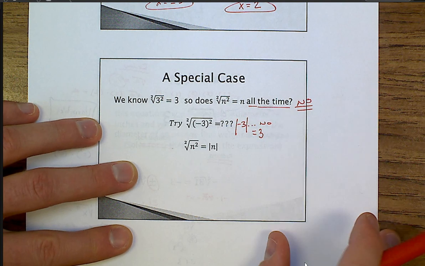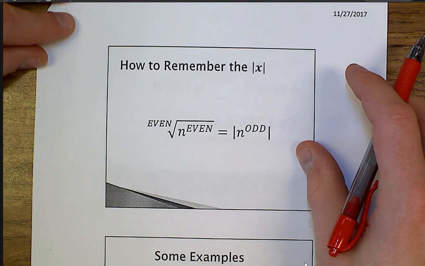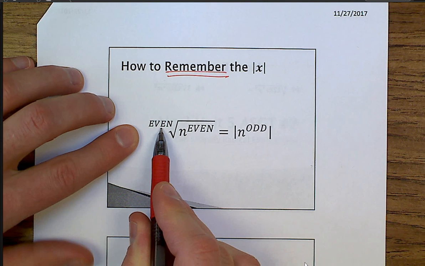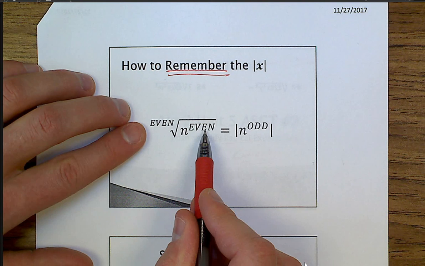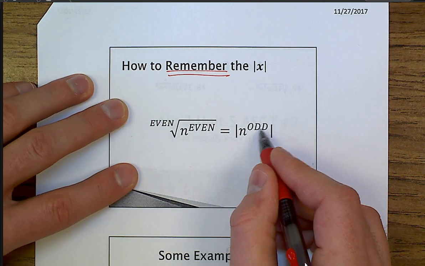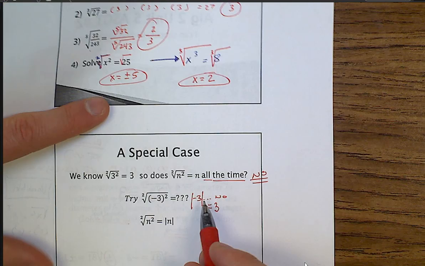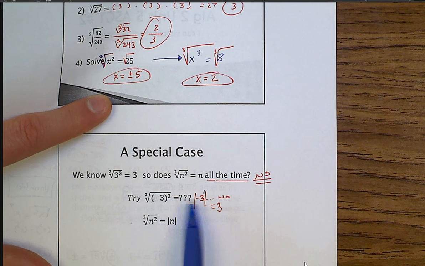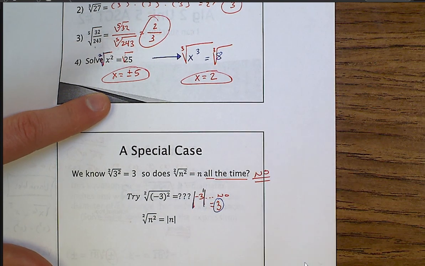So here's a way to remember that, and then we'll try some problems and hopefully it makes a little bit more sense to you. Here's what you need to remember, and this is important. If your index is even, and the radicand has an even exponent, and the result of that is an odd, then we need to put absolute value bars around it, okay? So again, this situation here, remember the exponent on this negative 3 is technically a 1, so I went from even, and I got an odd exponent as an answer, therefore I need the absolute value bars so that I can get a positive 3, okay?